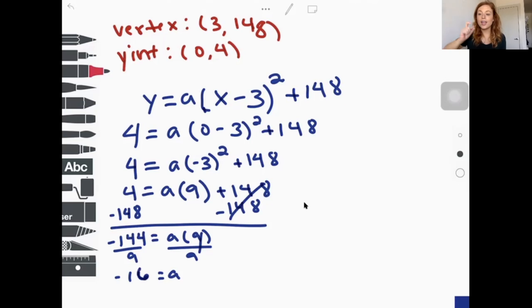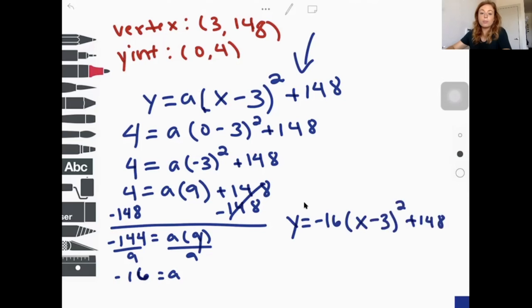So now I have an a value of negative 16. So I'm going to rewrite it back in that original equation. So we have our vertex form. Remember, that was one of the ways we had to write it. And then we're going to have to convert it to standard form. So that's what we'll do next. So we would have y equals negative 16 times x minus 3 squared plus 148. So this was one part of part A of question number 4.